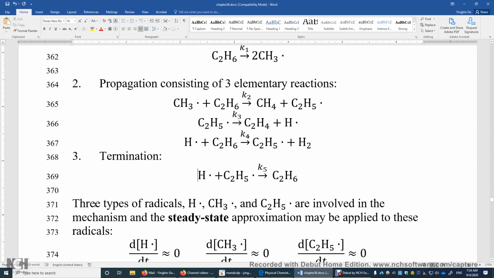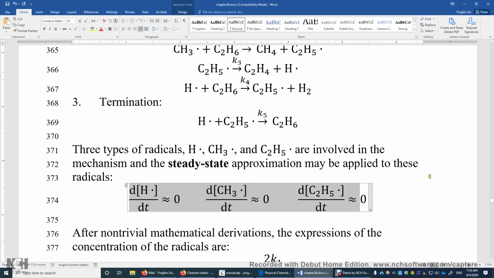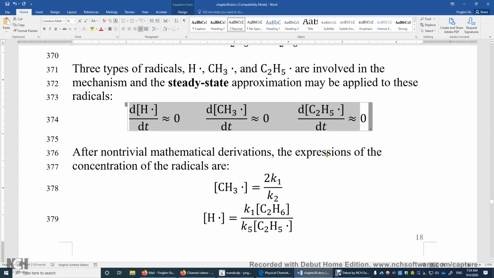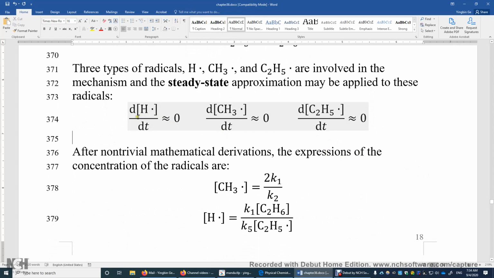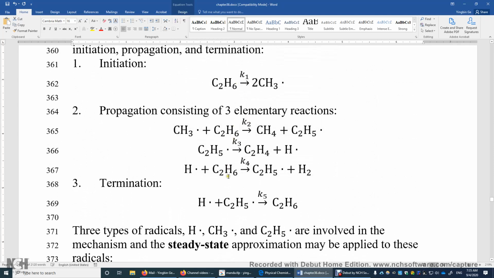Because radicals are highly reactive, we can make steady state approximations to these three radicals. Again, we assume the change of the concentrations of these radicals with time is 0. And then we need to write out the expression for these three derivatives by looking at the 5 elementary steps.